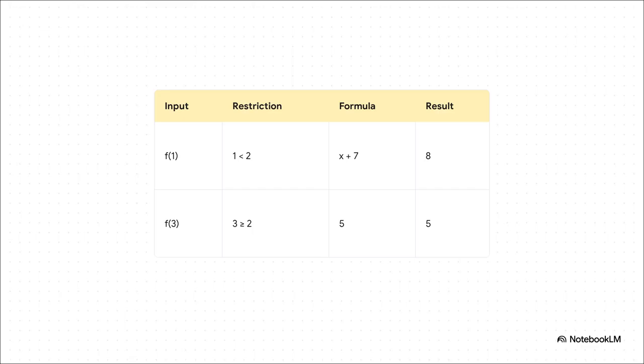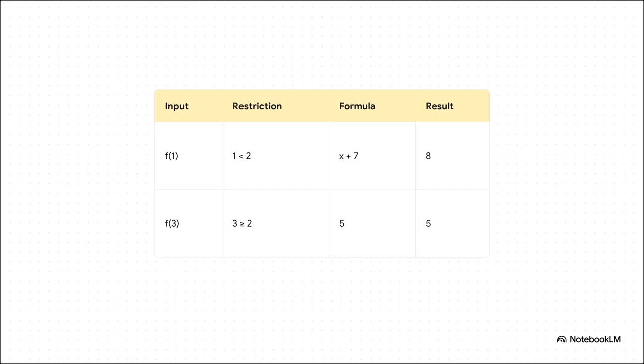Okay, let's find f of 1. Our input here is 1. We walk up to the gatekeepers and ask, is 1 less than 2, or is it greater than or equal to 2? Well, 1 is strictly less than 2, right? So it meets the first restriction. That means we use the first formula, x plus 7. We plug in our 1, and 1 plus 7 gives us a quick result of 8.